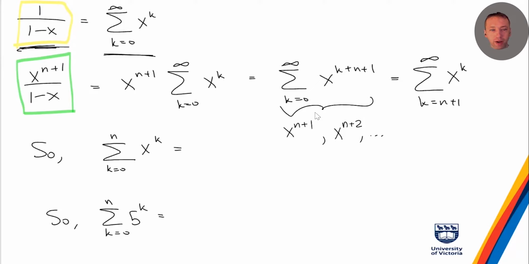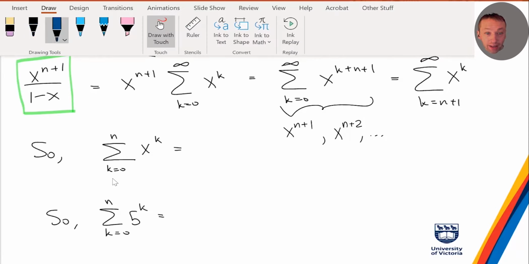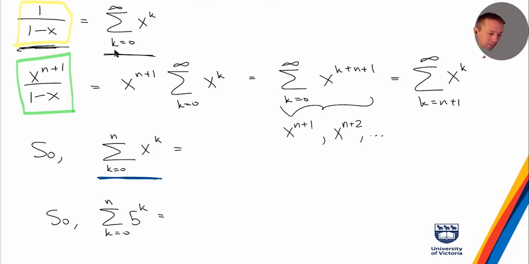So if I just want the first n elements of this sum, that's like taking the entire sum to infinity and subtracting the terms where the exponent is bigger than n. And this is the sum of the terms where the exponent is bigger than n. So I can rewrite this as 1 over 1 minus x, the thing in the yellow, minus the thing in the green, x to the n plus 1 over 1 minus x.